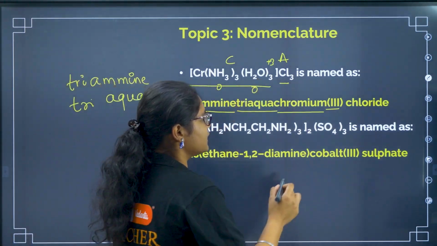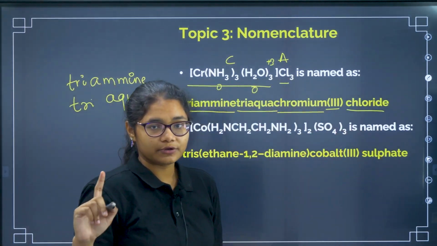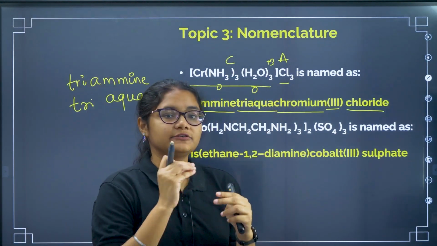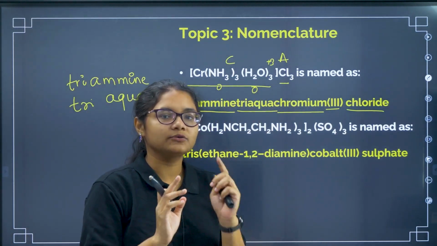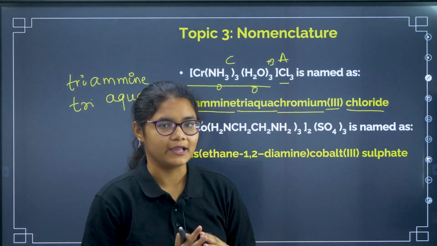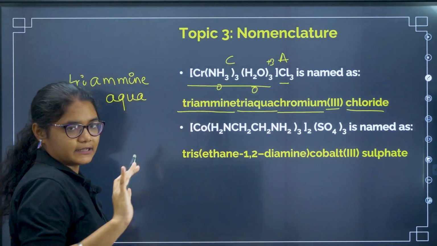And then the auxiliary ion, that is your chloride. Here you should remember, for auxiliary ions, you should not mention it as trichloride. Auxiliary ions, only the name should be there. No di, tri, nothing should come for auxiliary ions. Okay, so this is one example done.